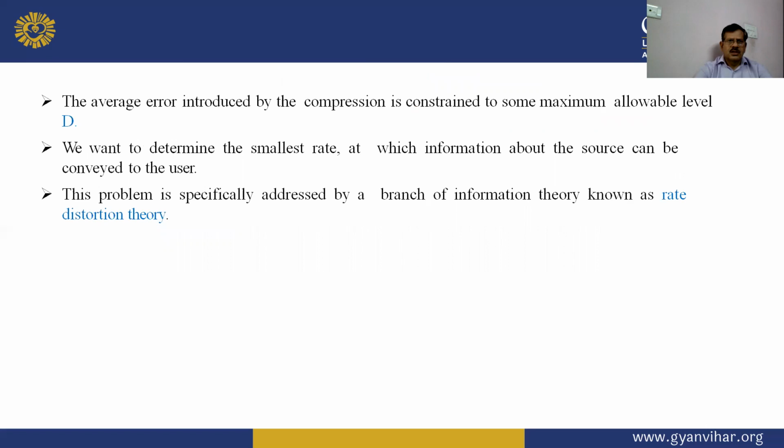The average error introduced by the compression is constrained to some maximum allowable level D, and we want to determine the smallest rate at which information about the source can be conveyed to the users. This problem is specifically addressed by a branch of information theory known as rate distortion theory.